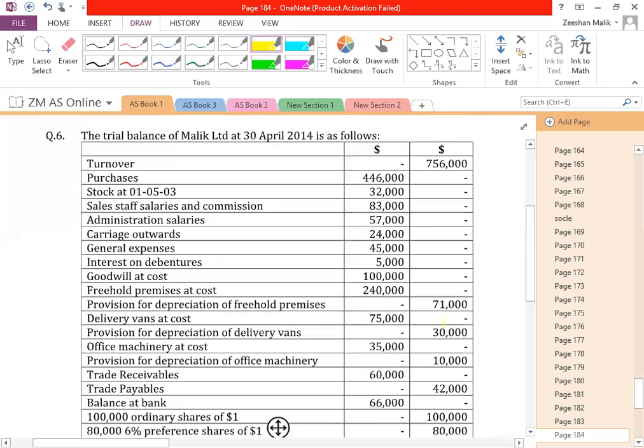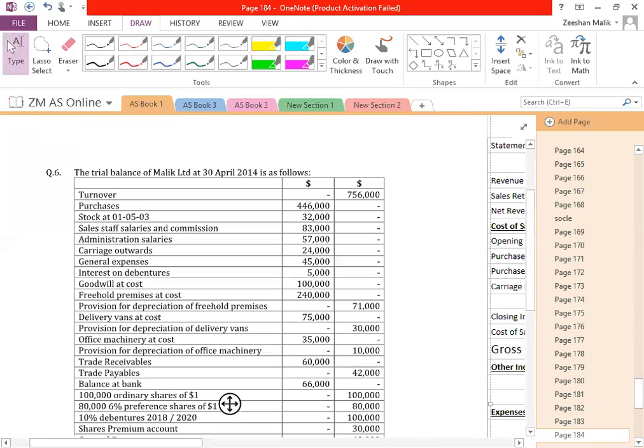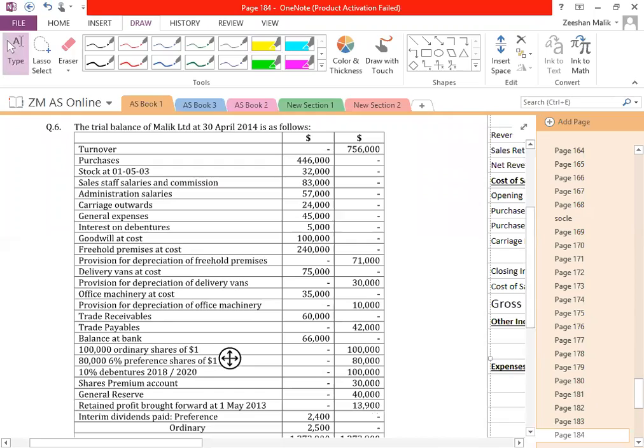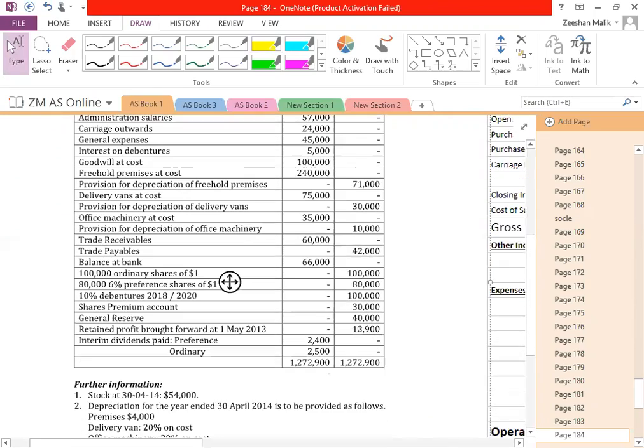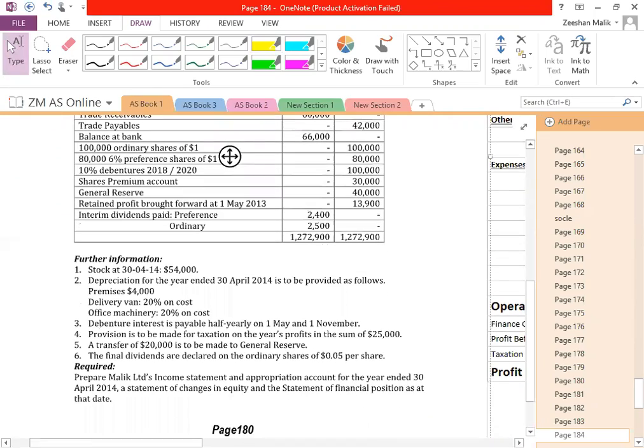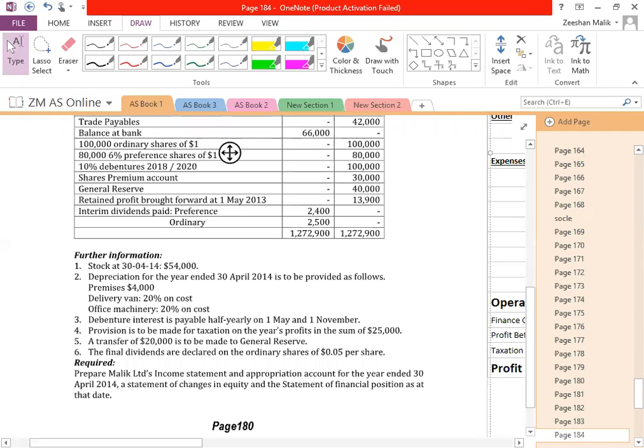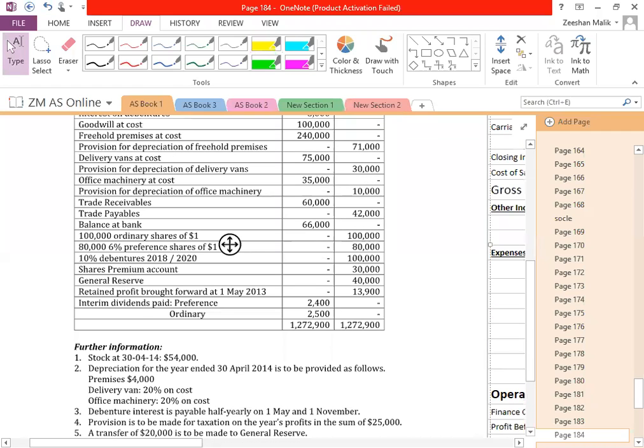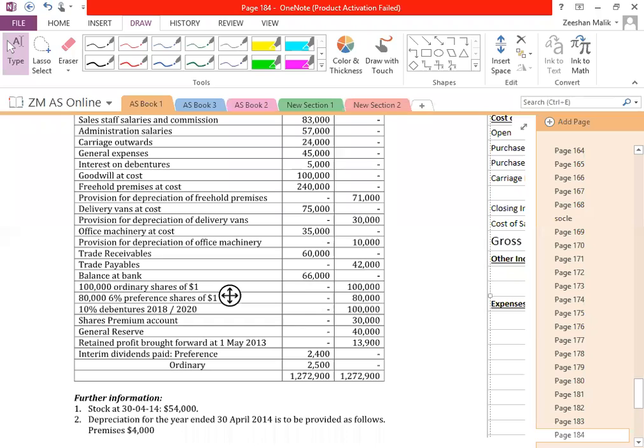Here we go for the new question. This is question number 6. A little bit more tricky question. It has a trial balance, a big trial balance, and 6 adjustments. As for our procedure, we need to identify the equity items first. We need to identify the items to be put in equity.